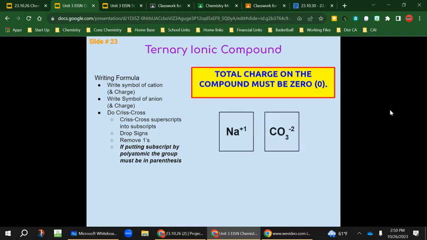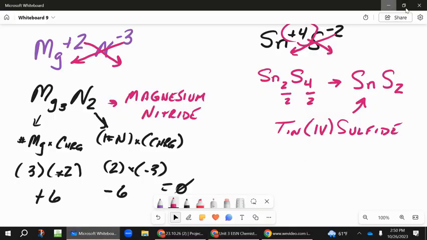That we're not changing. So here we go, ladies and gentlemen. We have sodium a +1, carbonate a -2. So we do our crisscross method here, just like we've done before 1,000 times or more.